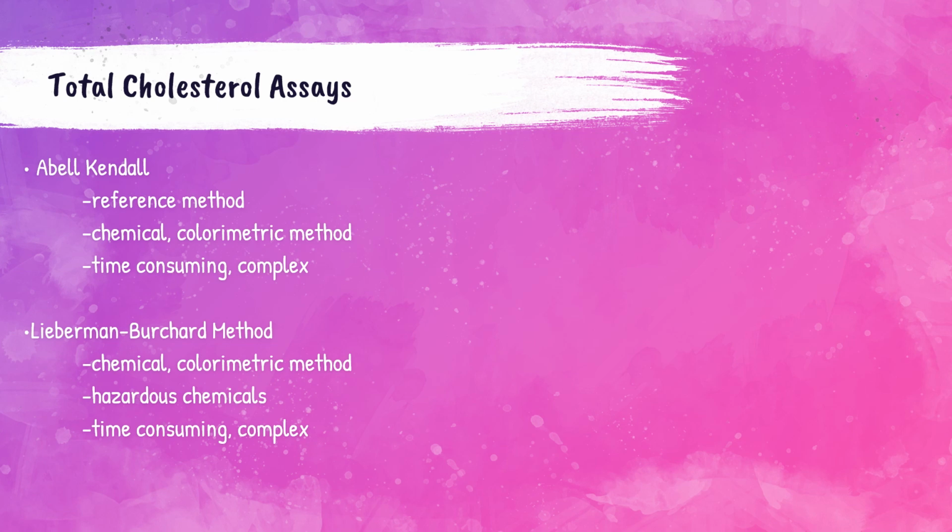Now the Lieberman-Burchard method, this is also a chemical method for total cholesterol, and this uses hazardous chemicals such as chloroform to produce a result. So because of the potential danger and time required of chemical methods, total cholesterol assays are now most commonly performed using an enzymatic method, which we'll talk about on the next slide.